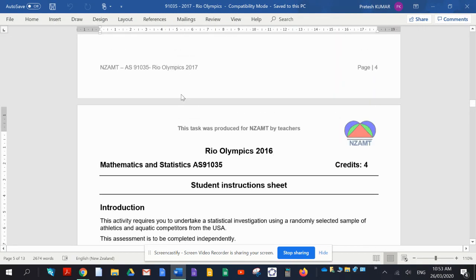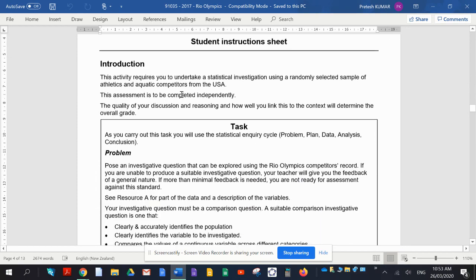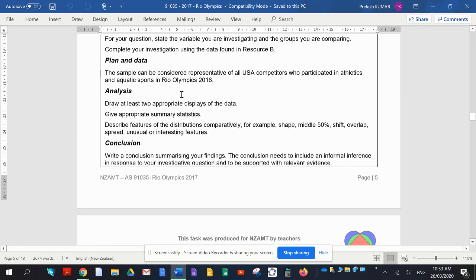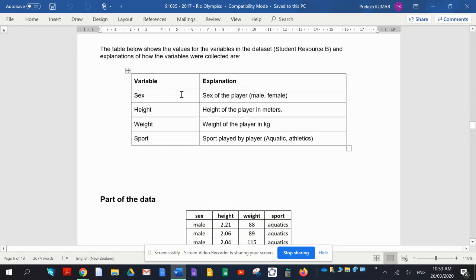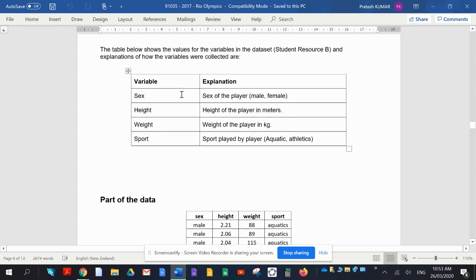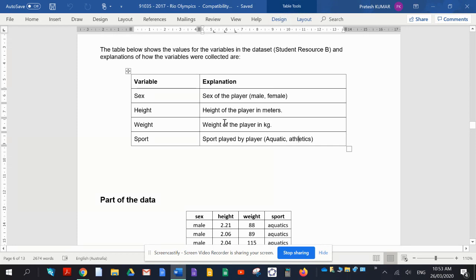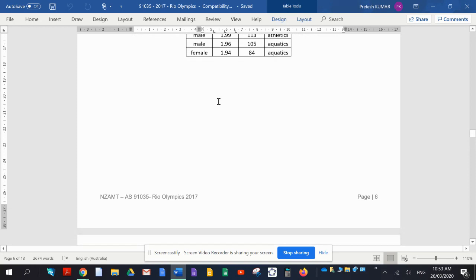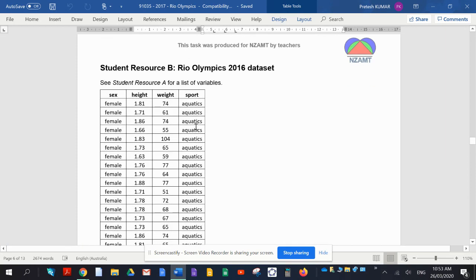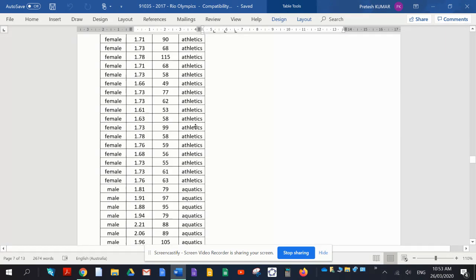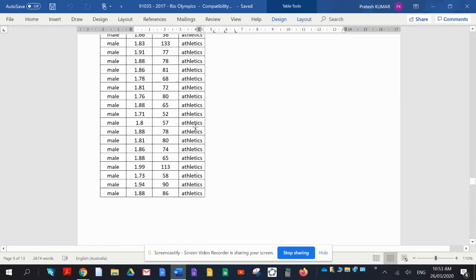So the Rio Olympics task, it says this is about some of the competitors who went to the Rio Olympics in 2016, all from the US. They participated in those two sport types. Weight, height, and the gender was given. And here's a sample of the data. And of course, the data file looks like that. So there's quite a bit in there.